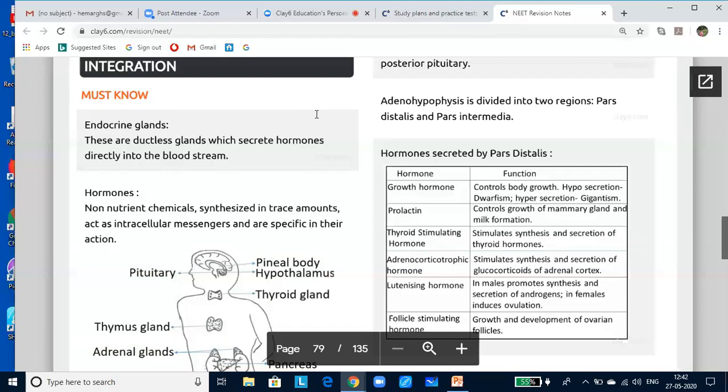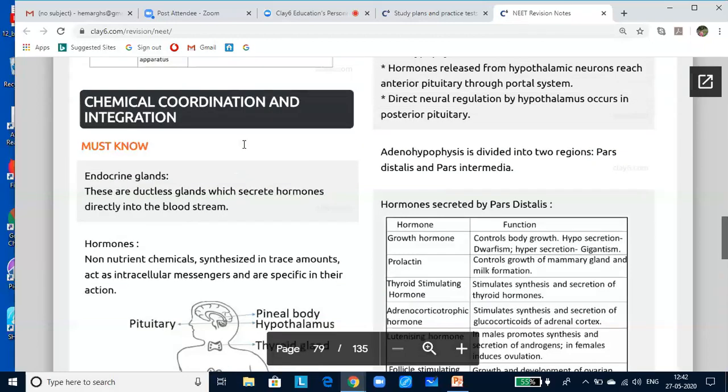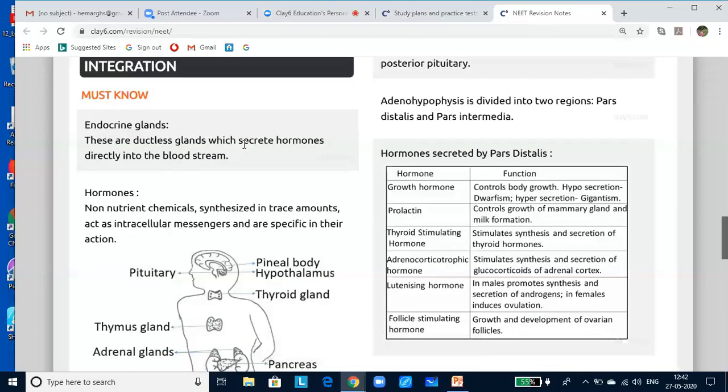That is hormonal control, that is, chemical control and chemical coordination and integration. So this has to do with your endocrine glands. You know there are 2 types of glands in the human body: one is the ducted glands and the other is the ductless glands. Now ducted glands are called exocrine glands. These glands have ducts and they secrete their secretions into the ducts, and ducts carry them to the site of action.